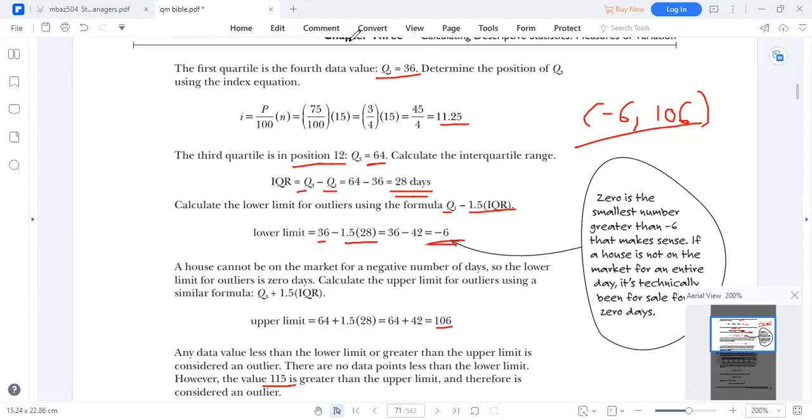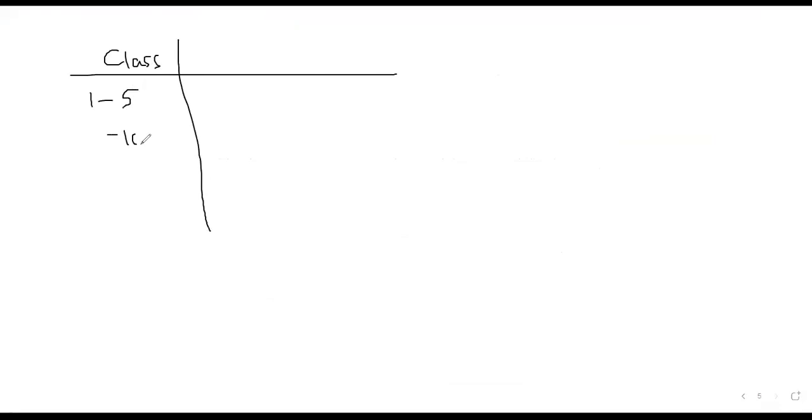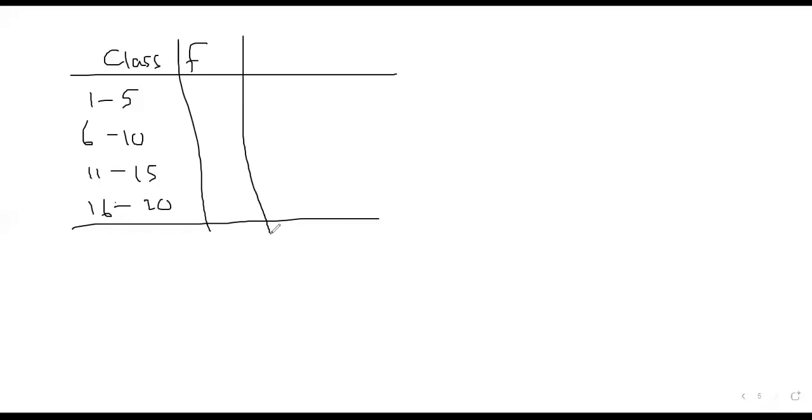So lastly, we go into grouping data. That data can be classified into grouped data. So we came up with the frequency distribution table. So we learned that here we can have what? 1 to 5, 6 to 10, 11 to 15, 16 to 20. The frequency here, so we will have frequency maybe 4, 8, 6, 2.